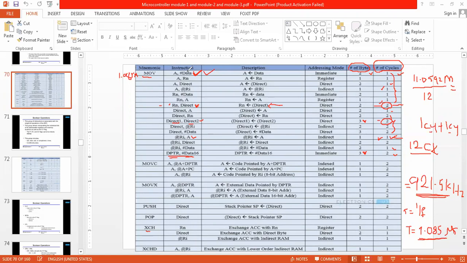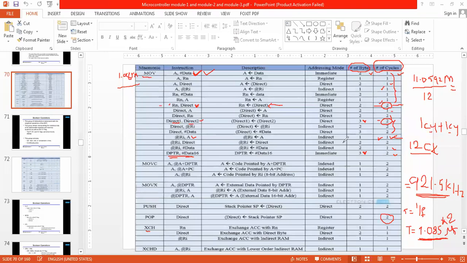Okay, understood? Is it understood what the machine cycle actually is? One machine cycle is going to be 1.085 microseconds. And what about 2 machine cycles? It is going to be 1.085 microseconds into 2 machine cycles. Understood? Any reply?